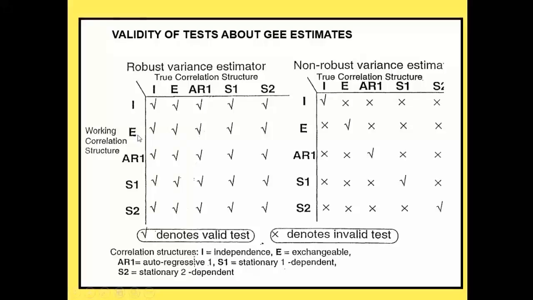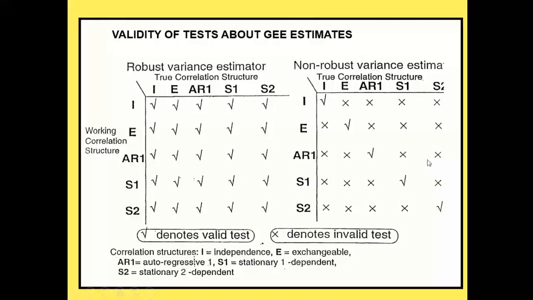You see this check that corresponds to E and AR1? There's a check here. What's the check mean? That's what I'm saying. The check means it's a valid test. Why is it a valid test? Because what you're doing is you're using this working correlation structure, but you're using a robust variance estimator that's correcting for what the true correlation structure is. So any part of this matrix here, any check mark here, the reason why they're all checked is because they're all correct, valid estimates.